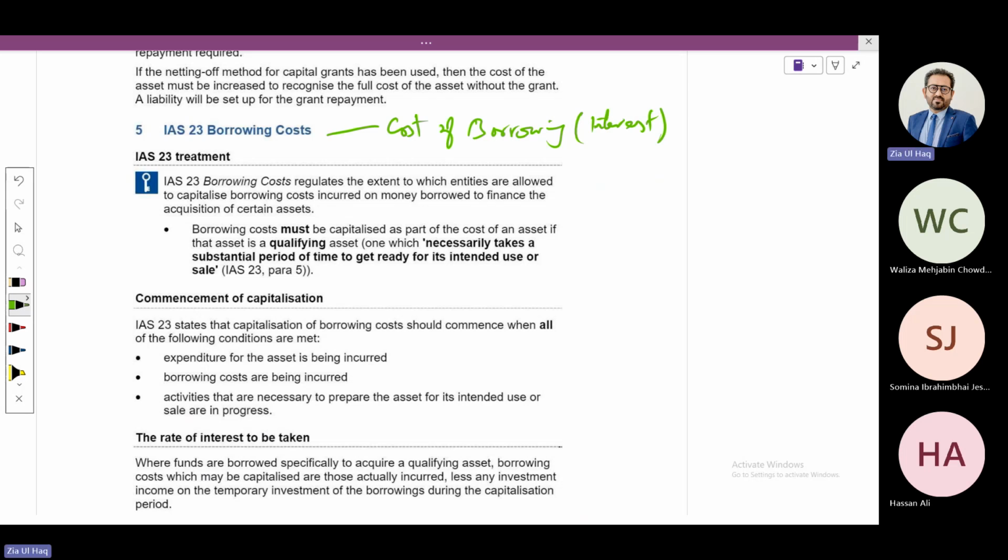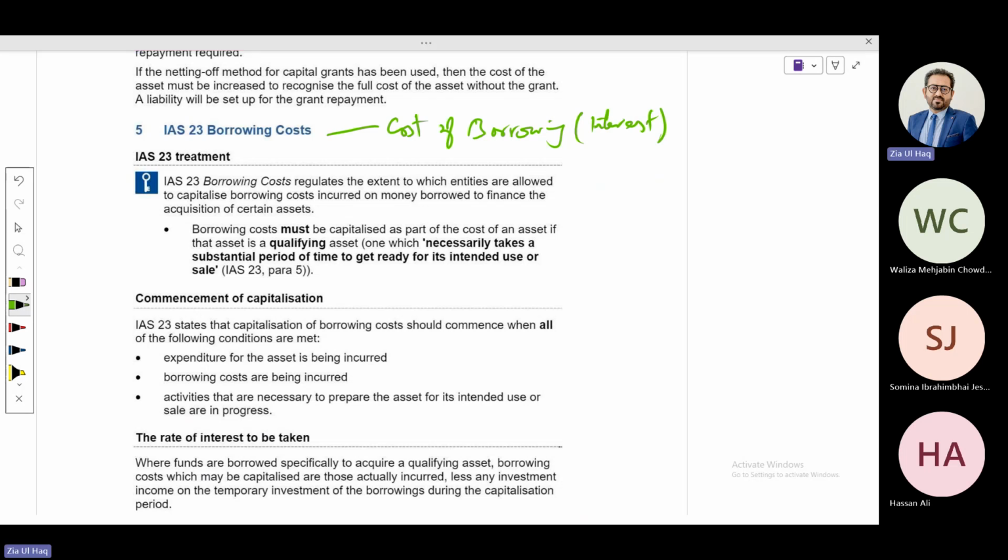If we have taken a loan and that loan is relating to the construction of an asset, we need to capitalize the interest of that loan in the asset cost. If in a business we have taken a loan from the bank, this means we are paying interest on that loan. Normally we show interest as an expense in the profit and loss account. But if the loan amount is used in asset construction, we need to capitalize the interest on the loan in the asset cost.